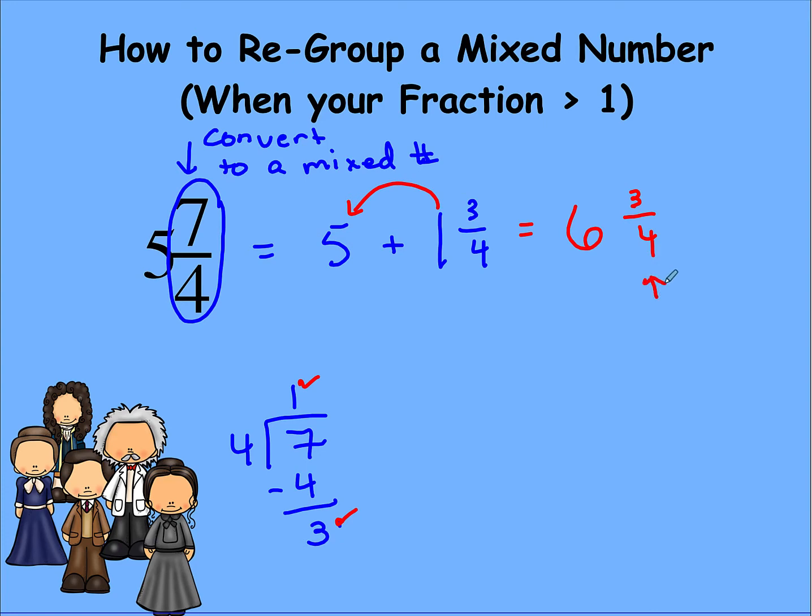And it is, because 3 doesn't go into 4. 3 is a prime number, so they are what we call relatively prime. So this would be our answer to regrouping the number 5 and 7/4 to make a correctly formed mixed number.